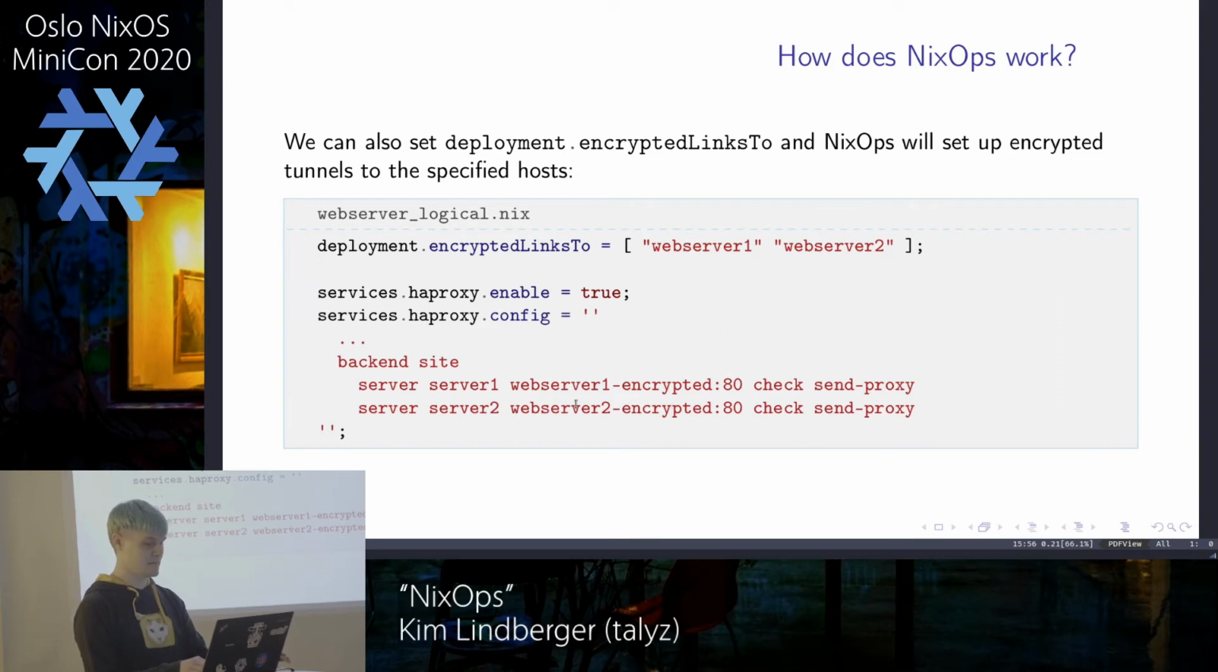And NixOps then creates the two encrypted tunnels, and they will be called like web server 1-encrypted. And we can connect to those tunnels on port 80, for example, and that will automatically encrypt the traffic between the load balancer and the web servers.